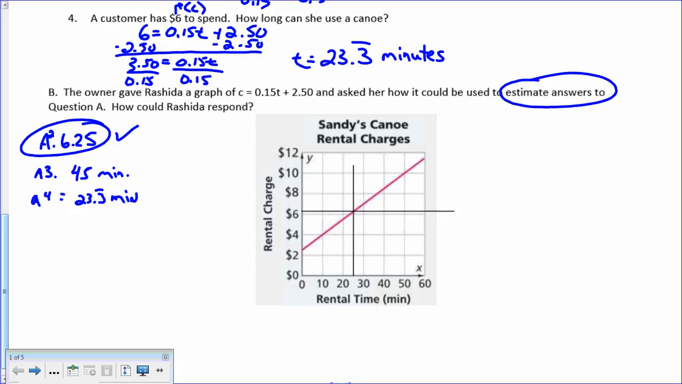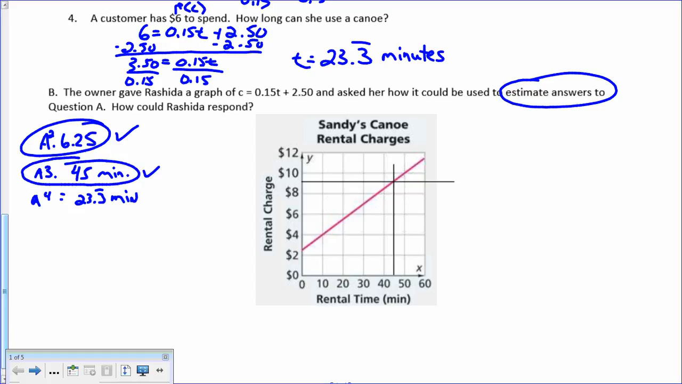Okay. So the second question asked us, if the customer is charged $9.25, how long have they used the canoe for? Well, we know that $9 is literally halfway between 8 and 10. So if we go just a little further up, and now I slide the vertical over to see where it connects to the line, right there, you can see it looks like it's right in the middle of 40 and 50. So our estimate would be 45 minutes. And you can see we're basically dead on there. So sometimes we come up with the exact answer when it works out really nice, and where it doesn't work out nice, we can give a pretty decent estimate.